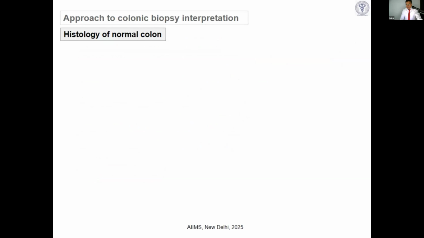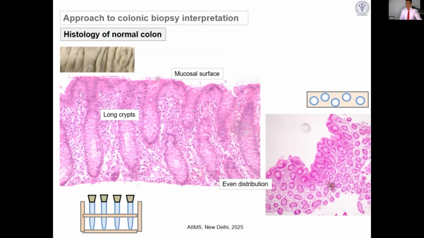So, let us start with the normal histology of the colon on mucosal biopsies. Almost all of you know how the normal colon looks, whether it is oriented or not properly oriented. We can compare the crypt arrangement with a rack of test tubes. They are very evenly distributed, long crypts. This is the muscularis mucosae, and even when it is not oriented, you can see it is very evenly distributed.